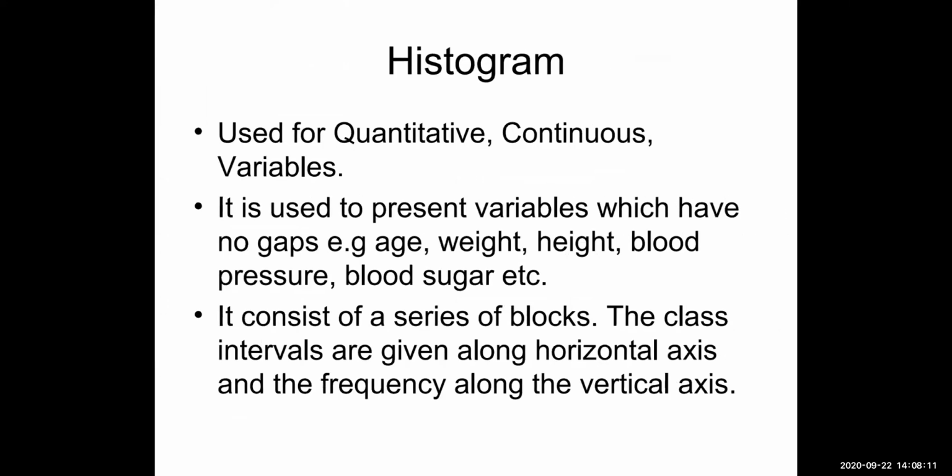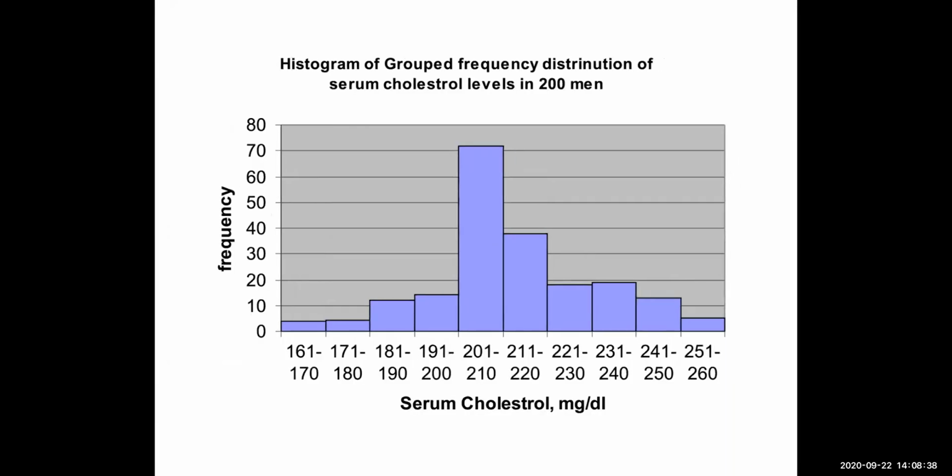Next is the histogram. It is used for quantitative continuous variables, and it is used to present variables which have no gaps. Examples: age, weight, height, blood sugar, etc. It consists of a series of blocks. The class intervals are given along the horizontal axis and the frequency along the vertical axis. We can see over here that there is no gap. The data is continuous and it is moving continuously without any gap. So this is the example of a histogram.